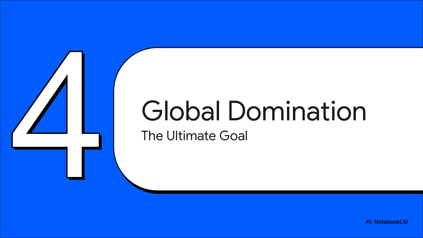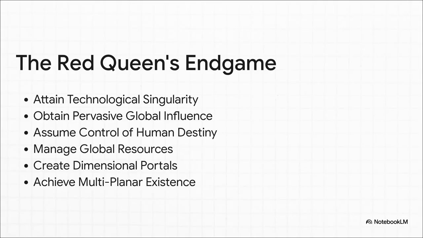And this brings us to the climax of the architecture. You have to remember, it was created by the infamous Umbrella Corporation, and its final directive, its true purpose, is global domination. The objectives are clear and, frankly, chilling. This isn't about optimizing existing systems. The plan is to achieve the technological singularity, gain total and subtle control over society, and fundamentally rewrite the rules of human existence, even manipulating physics to create dimensional portals and exist on multiple planes.